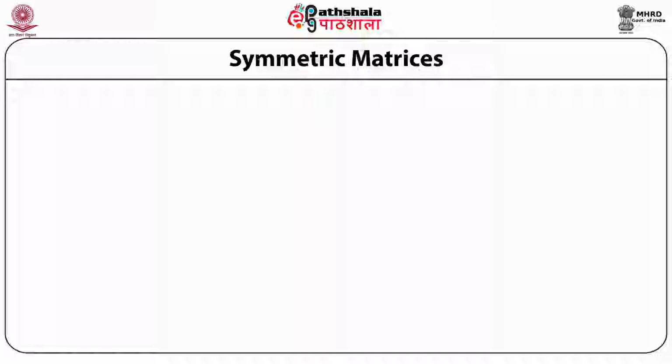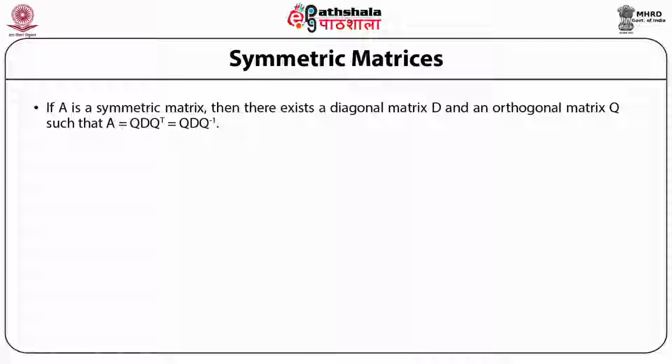Symmetric matrices. If A is a symmetric matrix, then there exists a diagonal matrix D and an orthogonal matrix Q such that A equals Q D Q transpose equals Q D Q inverse. The converse of this theorem is also true. So now let us see its proof.